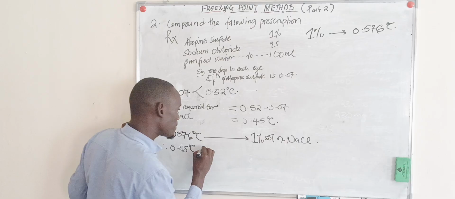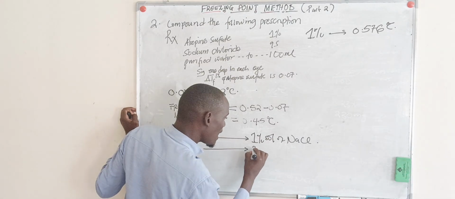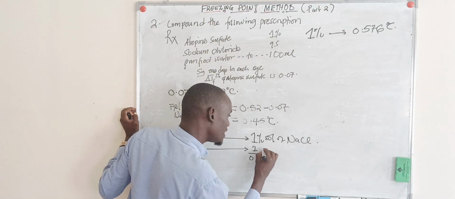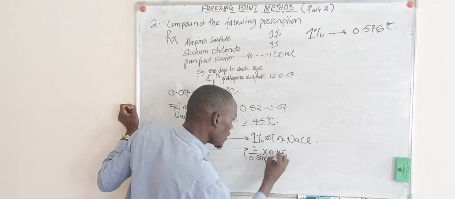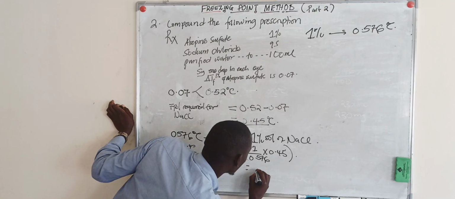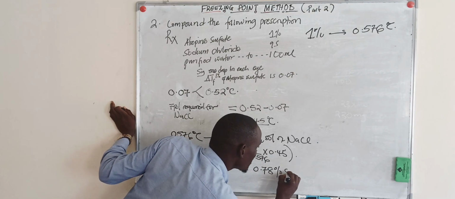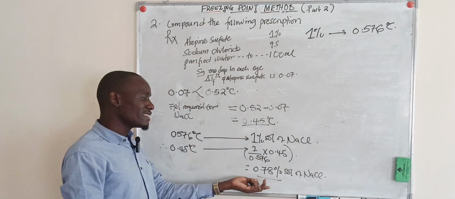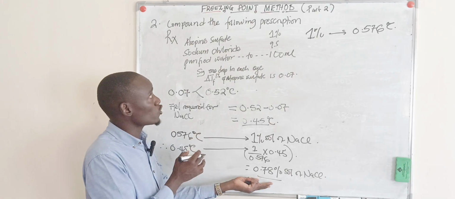0.45 degrees C will be produced by 1% divided by the freezing point depression of sodium chloride times the freezing point depression, the remainder. And when we compute this, we are going to get something like 0.78% solution of sodium chloride. So this is the percentage of sodium chloride which is required to render this solution isotonic.